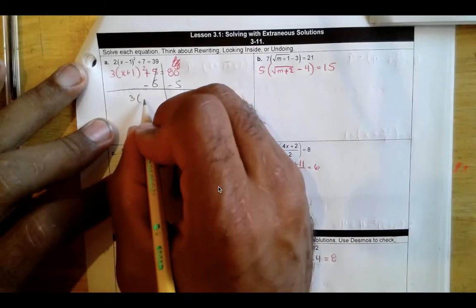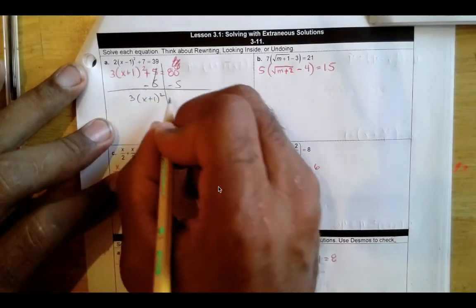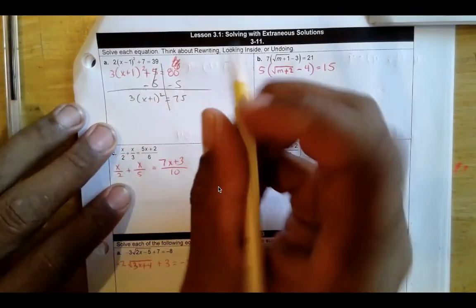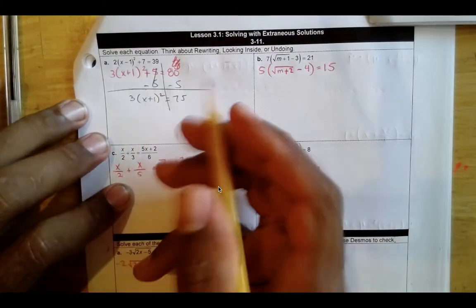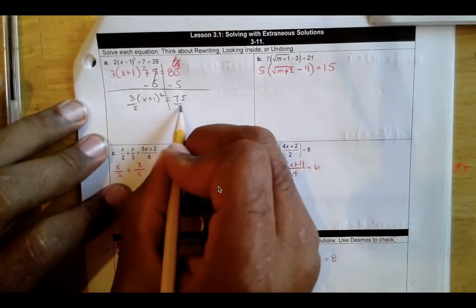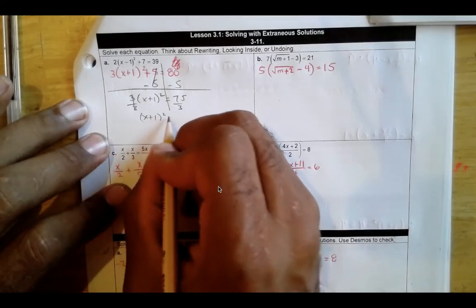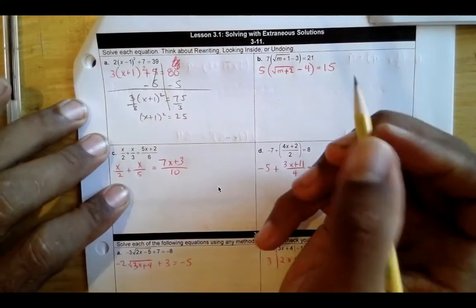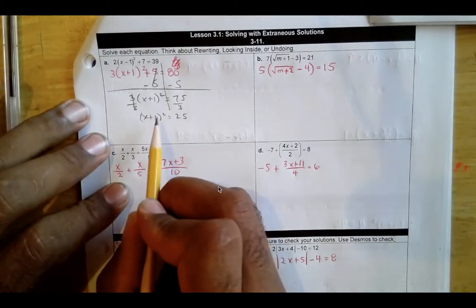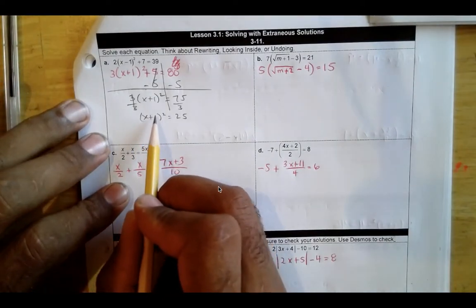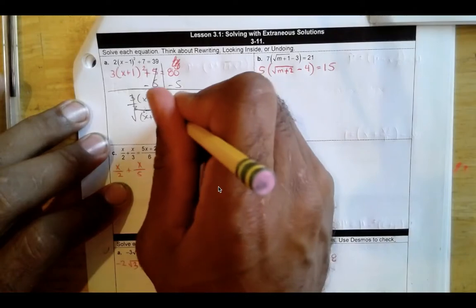So then I have 3 times (x plus 1) squared equals 75. Okay, so then after that, I want to get rid of this 3 in the front. So I want to divide both sides by 3. (x plus 1) squared now equals 25. And now, since I have just a factor squared here, or parentheses squared, I'm going to square root both sides.